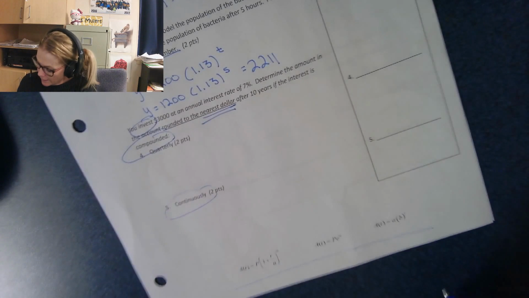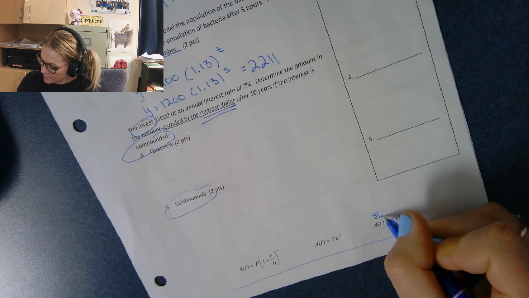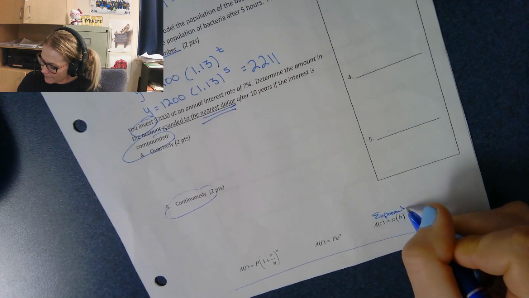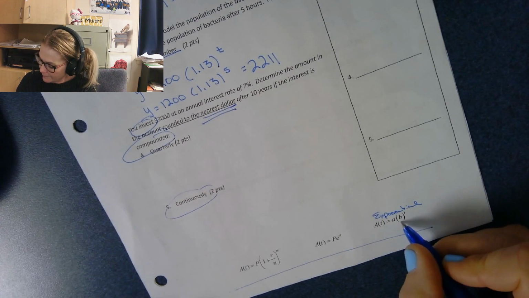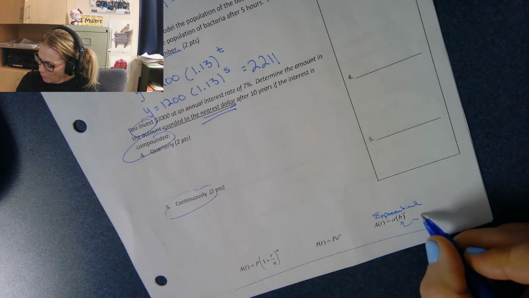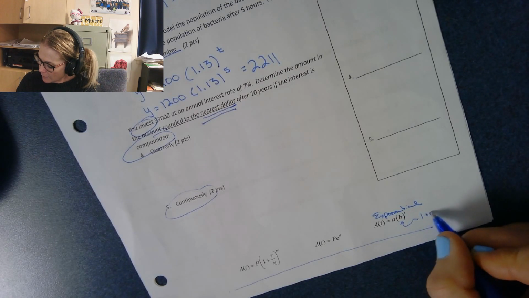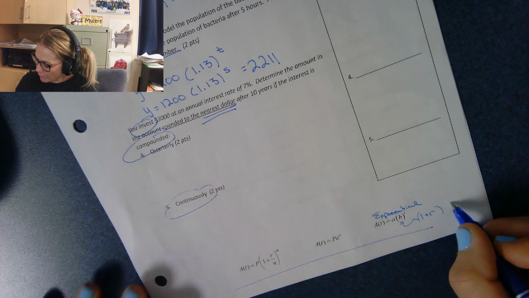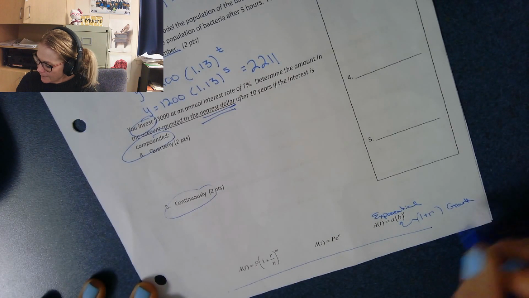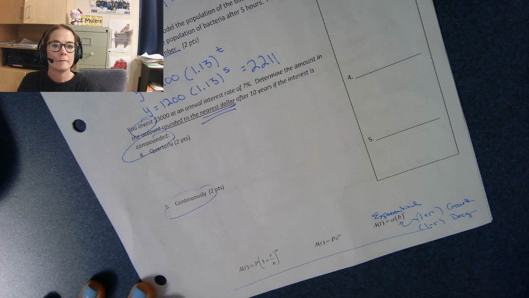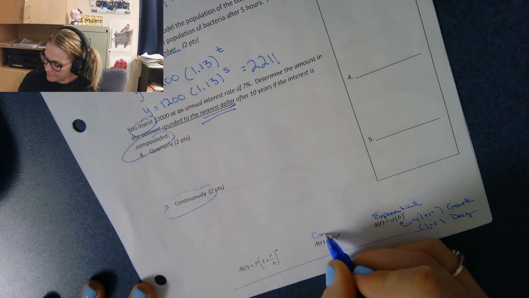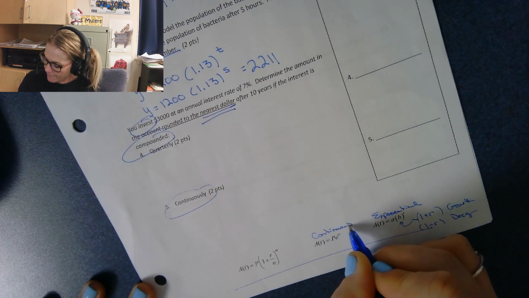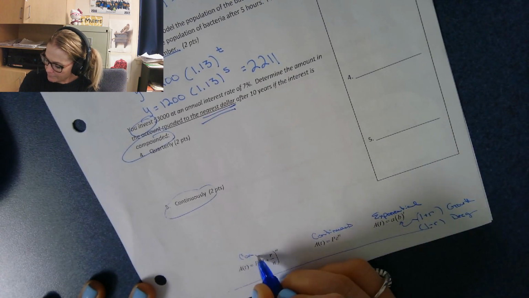This is just your exponential in general. If you have a rate, then this b becomes 1 plus the r for growth, and 1 minus the r for decay. But this is your continuous, your PERT, and this is for compounding.